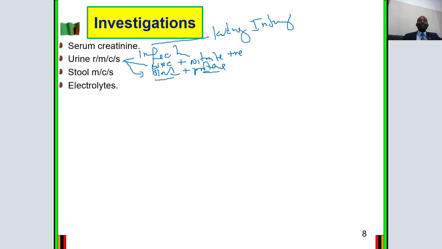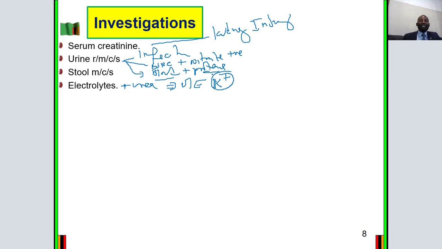Electrolytes, plus urea. Why am I doing this? I want to look at the urea and electrolyte imbalance or dysregulation. And sometimes I may also check for hyperkalemia, because usually this is a very common and important complication.